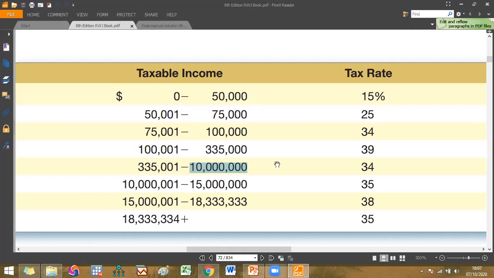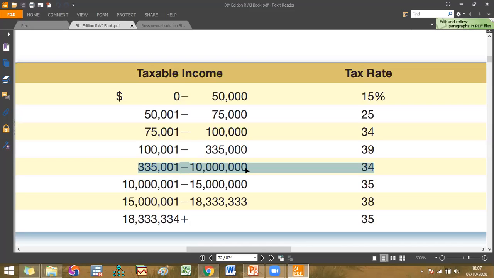Okay, let's look into the table. This table is showing the taxable income and the tax rate. If you look at this slab rate, 4 million is coming in this slab. So if you are earning every extra dollar above 4 million, you will get the same rate. You will get the same 34%. You will get every extra dollar upon the 4 million.